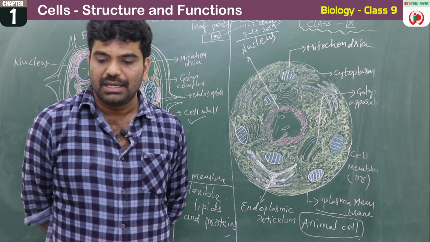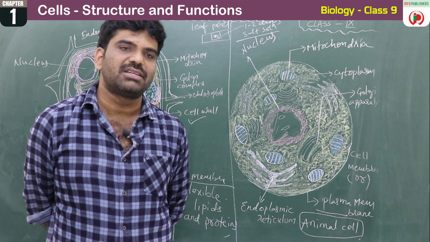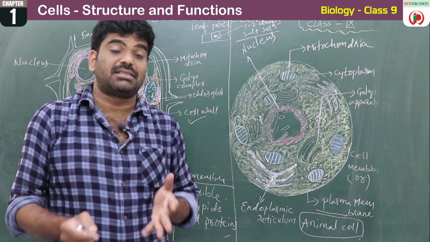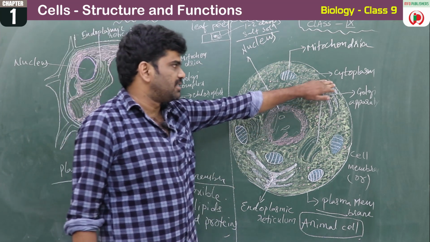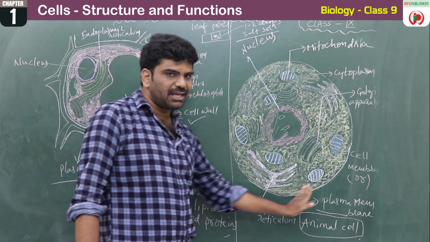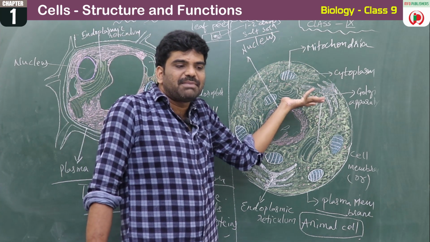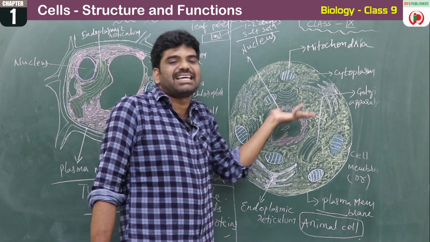Already I told you, the cell membrane defines the shape and size of the cell. Yes, children. If the cell membrane is spherical or round, it determines the shape of the cell and the size of the cell.